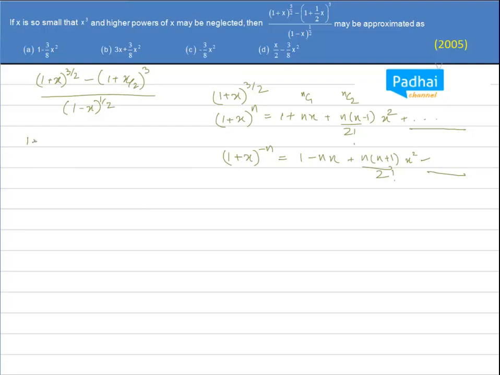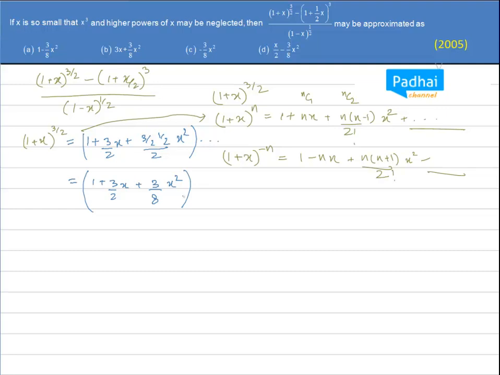Now let us see, first of all our concern is 1 plus x raised to power 3 by 2. If I use this formula over here, this would be nothing but 1 plus 3 by 2 times x plus 3 by 2 into 1 by 2 by 2 into x square and so forth. So this comes out to be 1 plus 3 by 2 x plus 3 by 8 times x square.